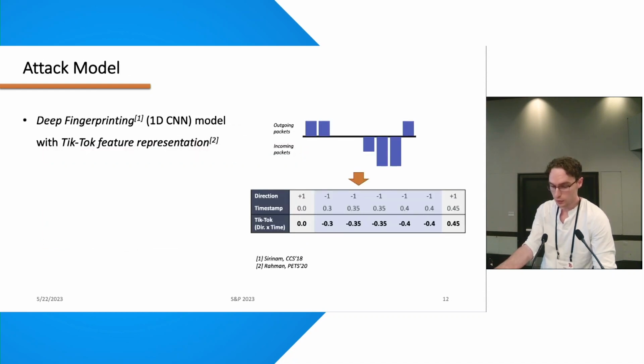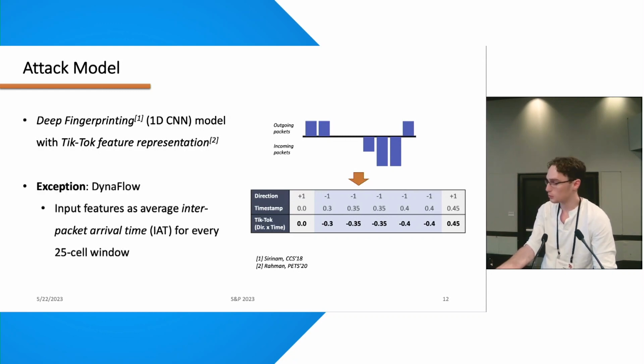So to evaluate defenses, we utilize a deep fingerprinting convolutional neural network with the TikTok feature representation. Aside from its state-of-the-art performance, at the time we selected this model because its feature representation captures both raw timing and directional information, which accounts for all the relevant raw information in core metadata. Now there's one exception to this. For the fixed rate Dynaflow defense, we use a modified feature representation that better captures the available information in the fixed rate flows. We found this worked a lot better for the DF model.